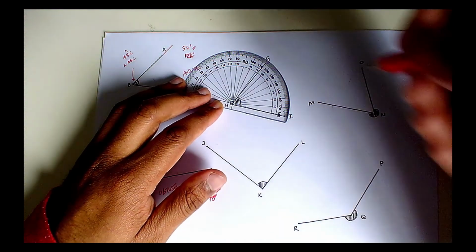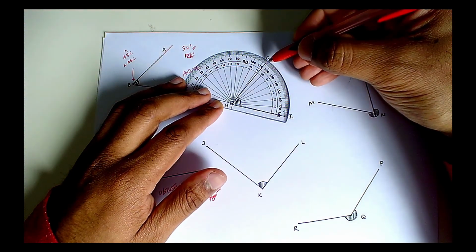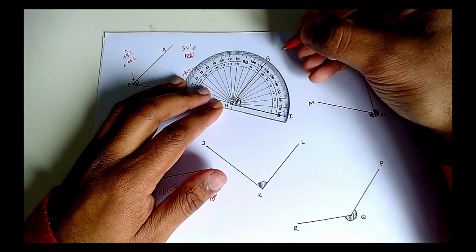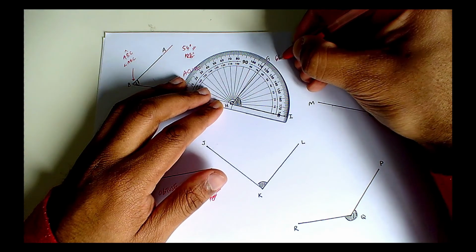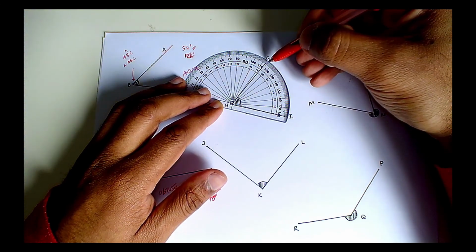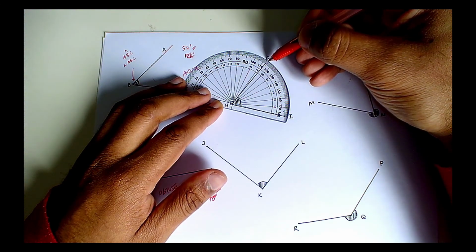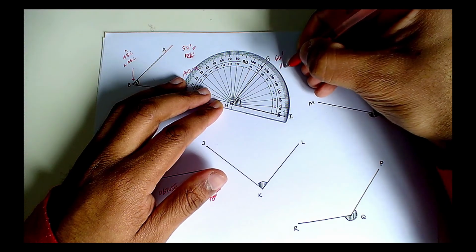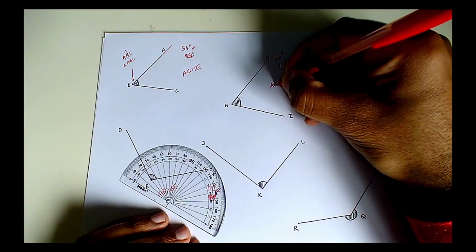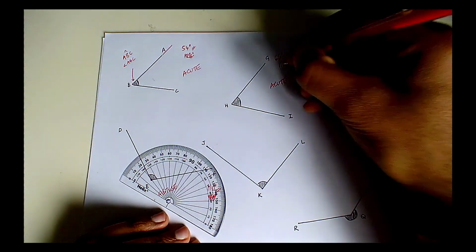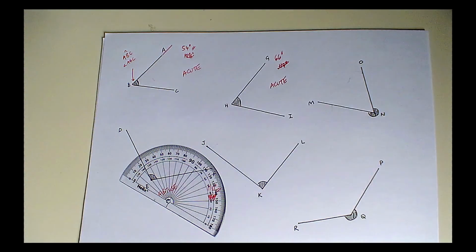From this, I get two choices for my answer, and that's going to be either 66 degrees or 114. Now again, because this is an acute angle, I'm going to use my acute answer, which is 66 degrees.